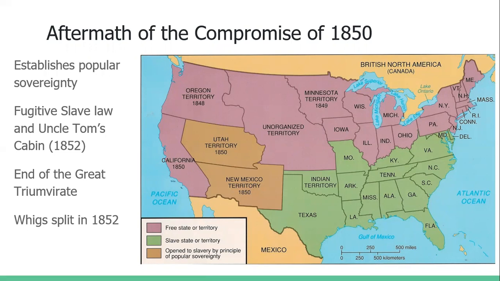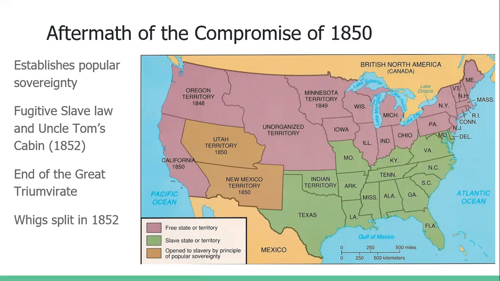We are going to see fugitive slave laws become more strict after the Compromise of 1850, and we're also going to get a little book called Uncle Tom's Cabin. We will be talking about that at a later date, but just know that it's during this time period where there's all this political and sectional tension in the country that this book comes out.